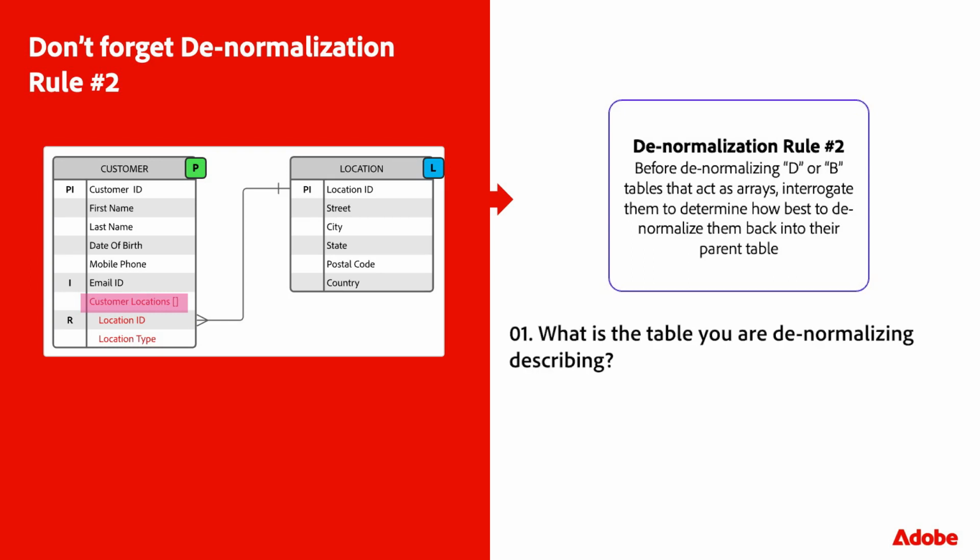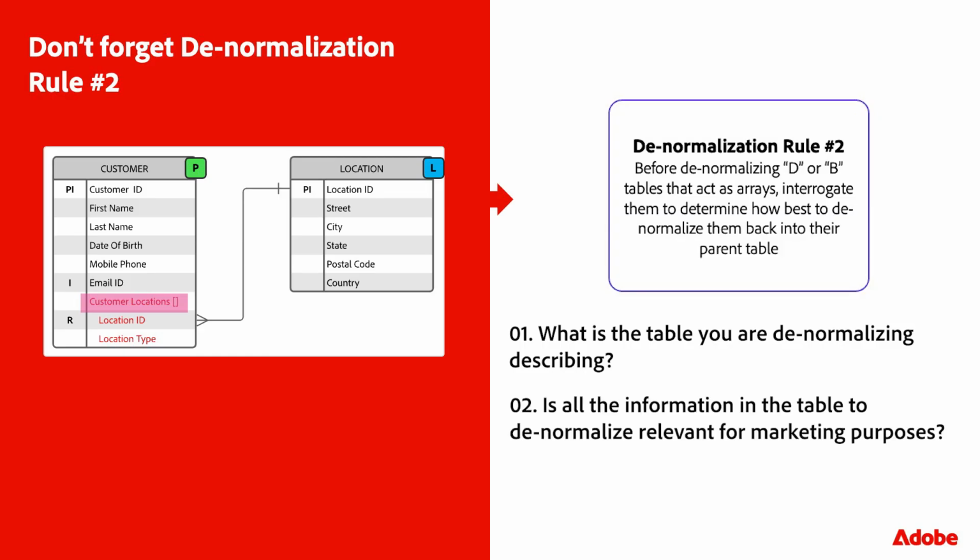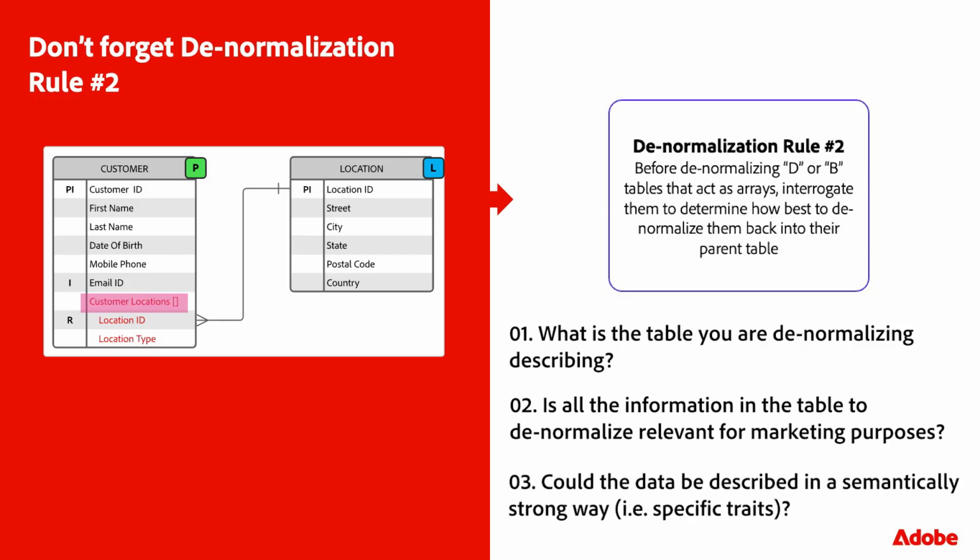1, what is the table you are denormalizing describing? 2, is all of the information in the table to denormalize relevant for marketing purposes? And 3, could the data be described in a semantically strong way, i.e. putting it into specific trait sets?